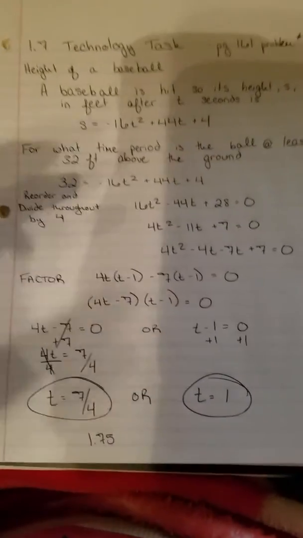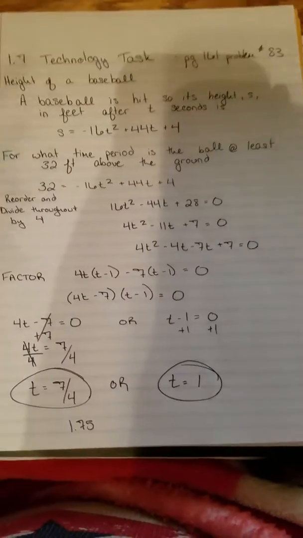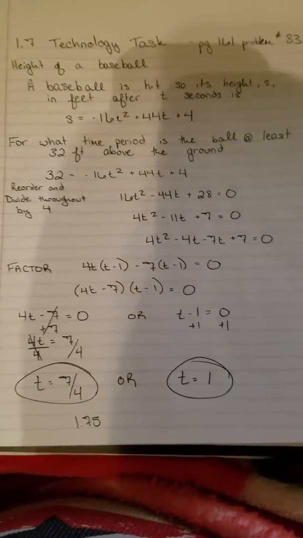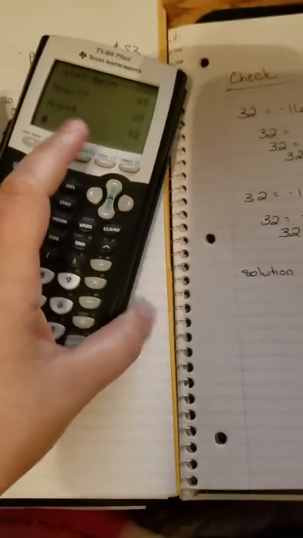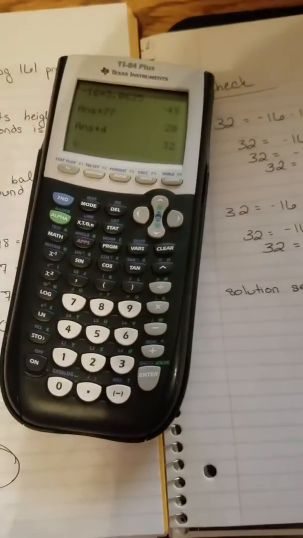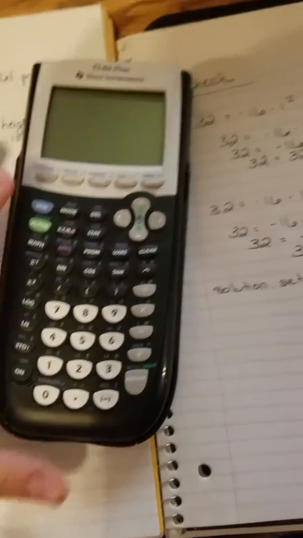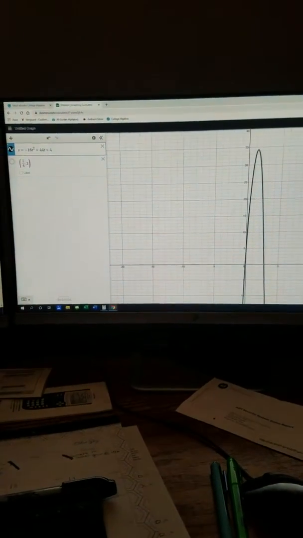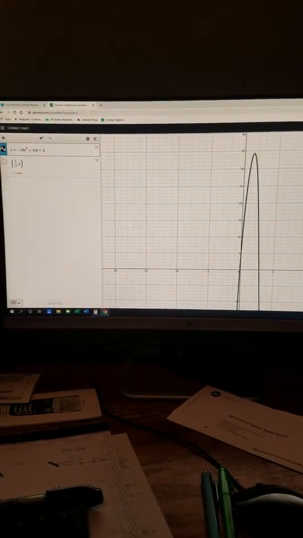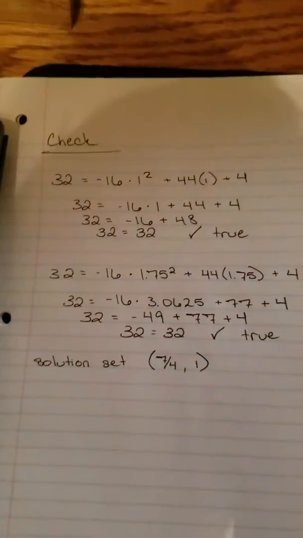So I wanted to go on through, as the question asked, to make sure that we checked it with our calculator. I had a little bit of trouble on my TI-84 Plus. It was a little difficult for me to figure out, so I also did it on the computer. I tried it out with Desmos to see what it would do. But real quick, I'll go through the check.